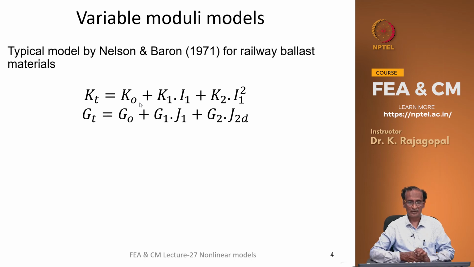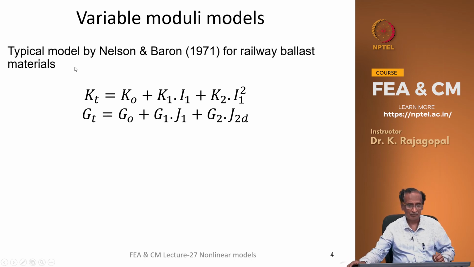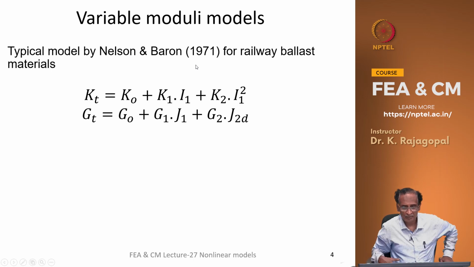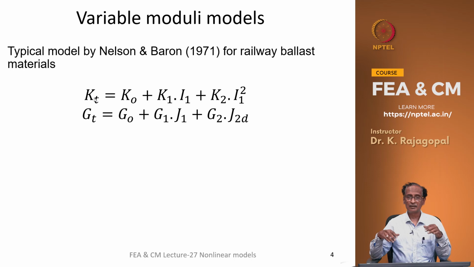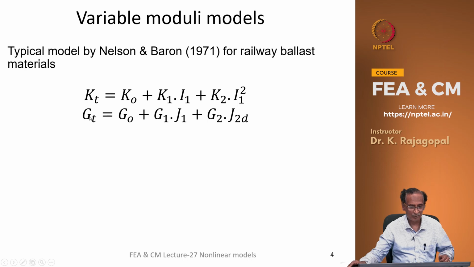See, one of the simplest variable moduli models was proposed by Nelson and Barron in 1971 for modeling of the railway ballast, and they formulated the constitutive matrix in terms of tangent bulk modulus KT and tangent shear modulus GT. KT is expressed in terms of three parameters K0, K1 and K2, like KT is K0 plus K1 I1 plus K2 I1 square, and then GT is G0 plus G1 times J1 plus G2 times J2D.